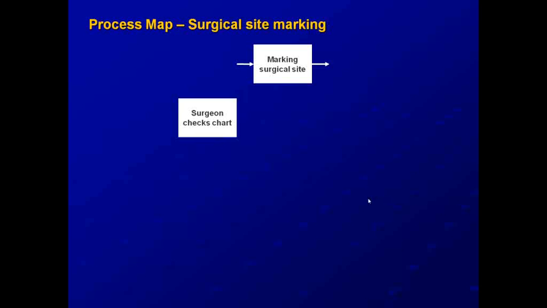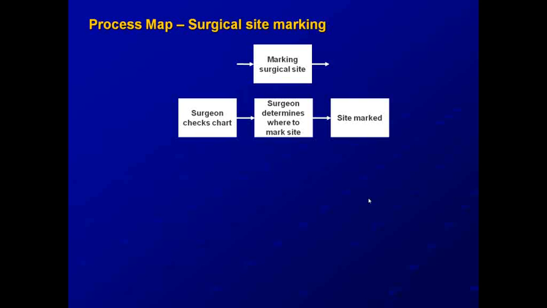The process for surgical site marking can be identified as follows. The surgeon checks the chart, determines where to mark the site, and marks the site. If we use the error ratings given in the outline earlier, and we assume that a surgeon has an error rate of 1 in 100,000, which would result in wrong site surgeries at 1 in 100,000, then that gives us the error rate for this process.